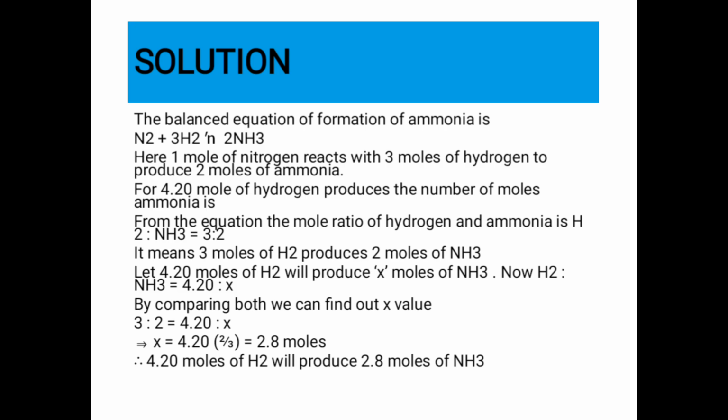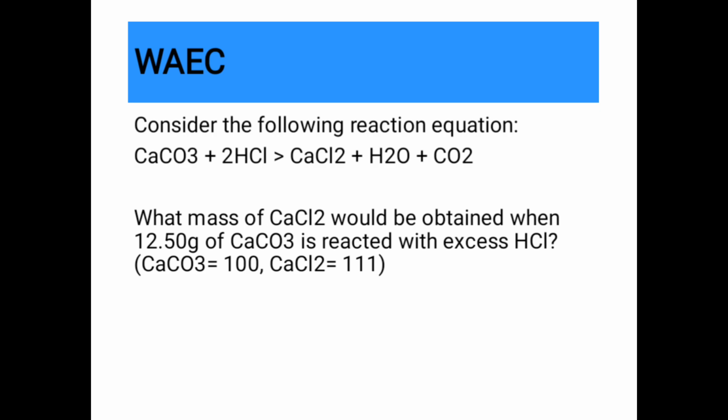So we cannot do it this way. 3:2 is equal to 4.2 ratio x. Then x will now be equal to 4.2 times 2 over 3. And that will become 2.8. So 4.2 moles of H2 produces 2.8 moles of ammonia.